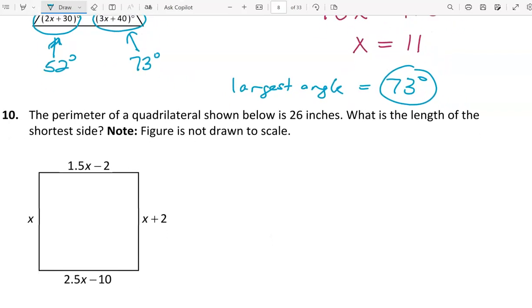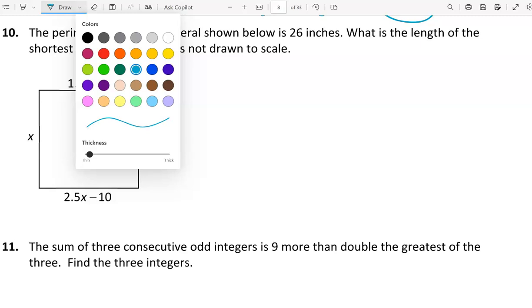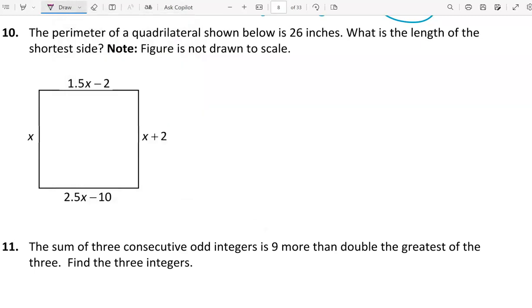In 10, we have a quadrilateral, and its perimeter is 26 inches. What is the length of the shortest side? Well, this may or may not be a square, right? It looks like a square, but it's just described as a quadrilateral, so we have no idea if any of these sides have equal lengths. What we do know is that the perimeter is the sum of all the sides.